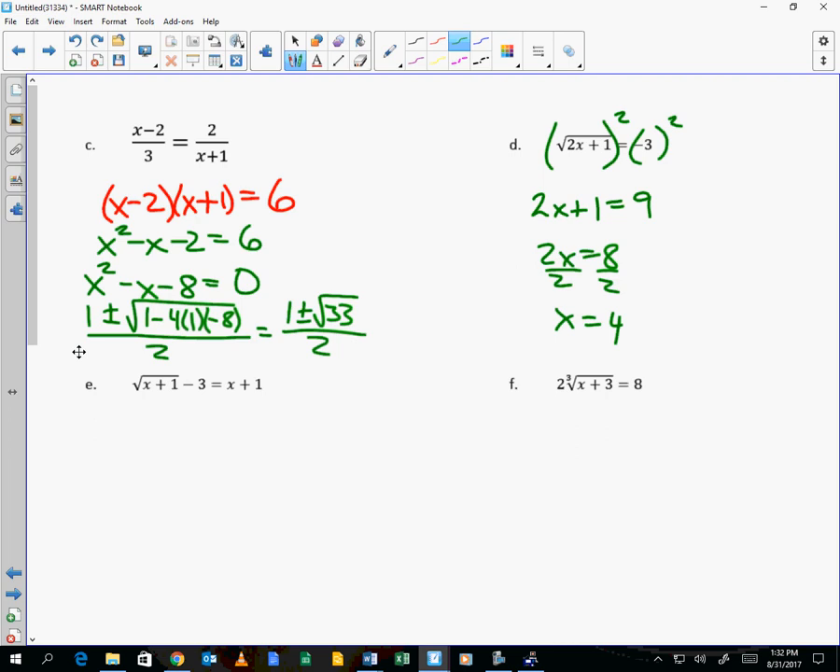But you have to be careful. Anytime you square both sides, you run the risk of adding a solution that shouldn't be there. For example, if you plug 4 back in, what's 2 times 4 plus 1? If you take the square root of 9, what's the square root of 9? It's 3. But what does it say the answer should be? So in this situation, there is no solution.